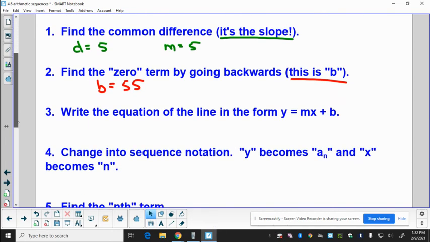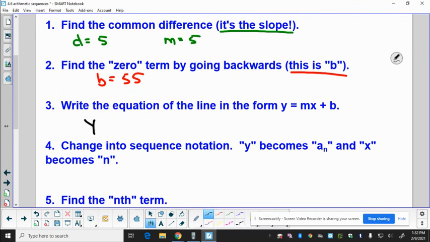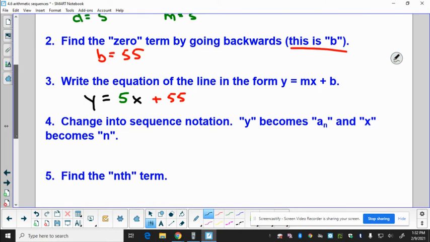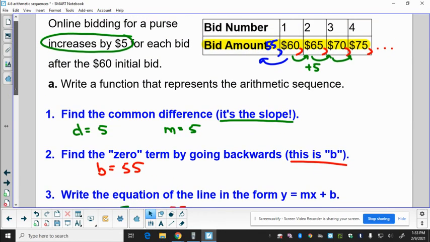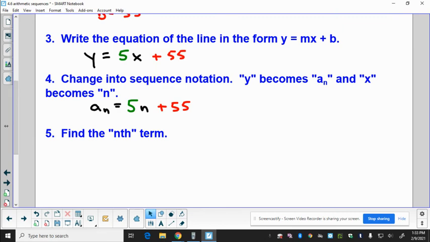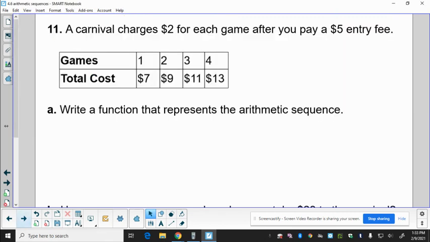Now let's go ahead and write the equation. Let's see how you did with this. So it's going to be y equals the slope, x, and then the y-intercept. Finally, put it into sequence notation. So use a sub n for the y. Slope is 5, right? For the x, let's use an n, and then the y-intercept, or b. And then it says find the nth term. But in this problem, I don't even think we're being asked to find anything else. We just wanted to find that. Done. Let's move on to the last problem.